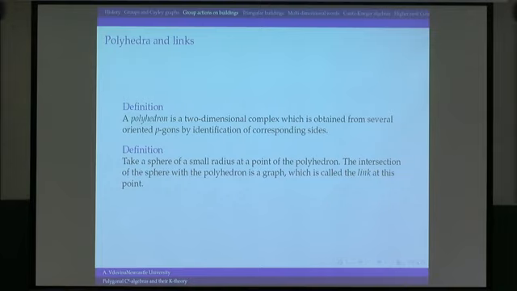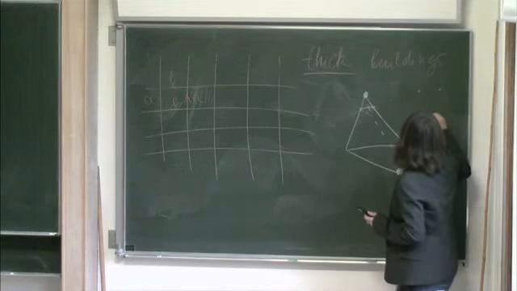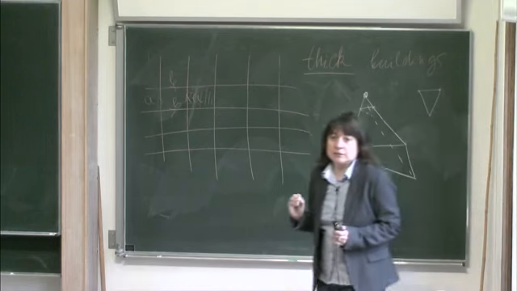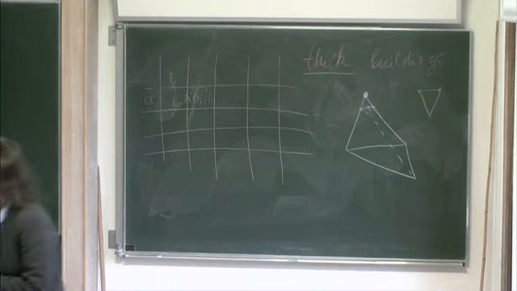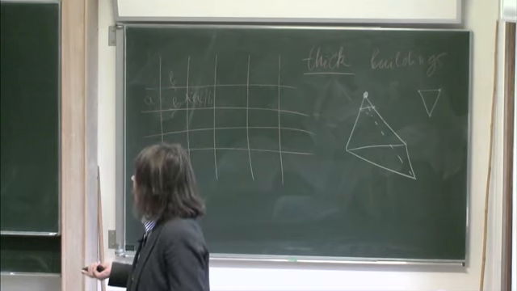And imagine a sphere of a very small radius at a vertex of a tetrahedron, and then the intersection is just a graph with three vertices and three edges. And this is a link. But of course, the example is too easy. We are actually interested in much more complicated links.